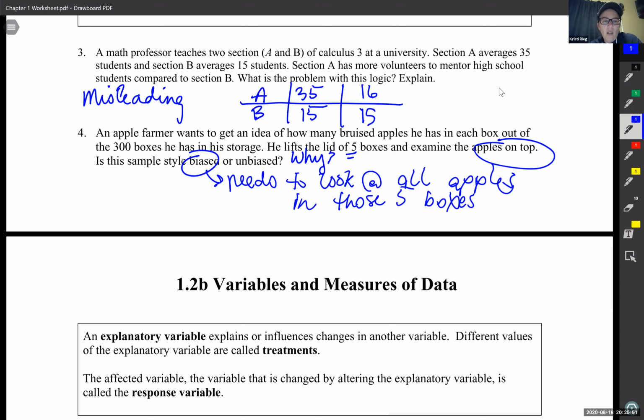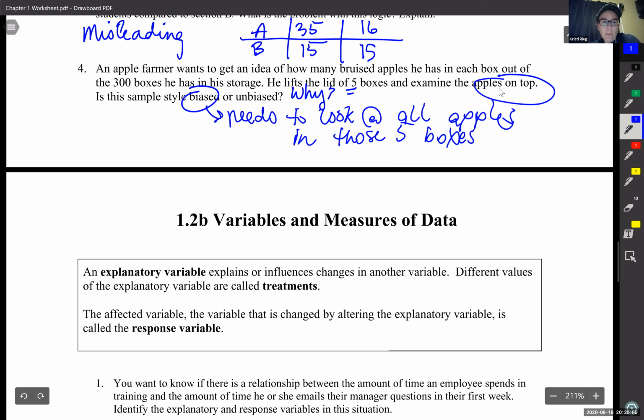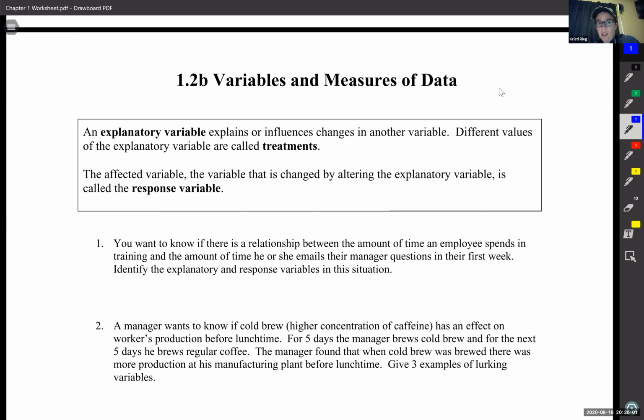All right, next video. So we have 1.2b. This is actually the end of chapter 1, so it's a good thing, because chapter 1 is very tedious on vocabulary. It's not going to be like this. Chapter 2 is almost all numbers, so it'll get better. But chapter 1.2b, variables and measures of data.